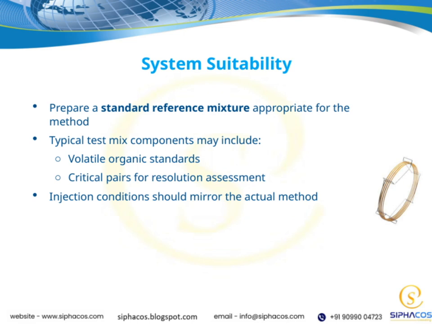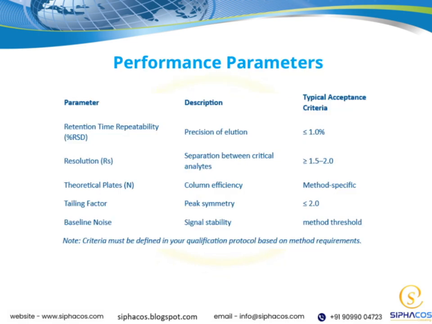By following these steps, we can confidently confirm that our system is ready, reliable, and capable of producing accurate, reproducible results. Let's now take a closer look at performance parameters. These are the key metrics we use to evaluate how well a system or process is functioning. They help us understand whether we're meeting our objectives and where improvements might be needed.